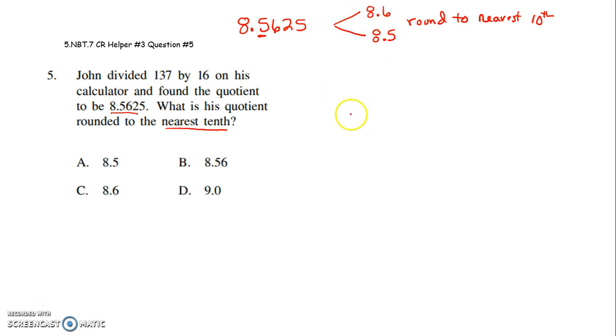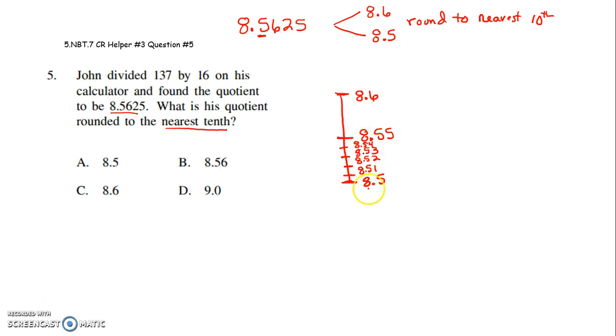All right, so if I take a look here, here's 8.5, here's 8.6, right in between, in the very center would be 8.55. So like this would be 8.51, 8.52, 8.53, 8.54. I'm just making a little vertical number line.